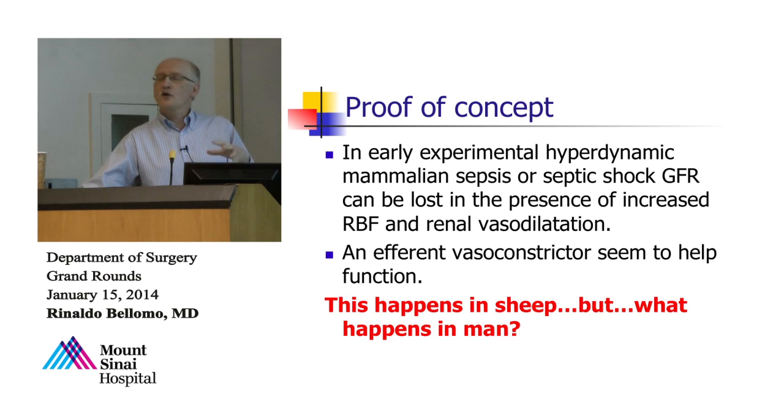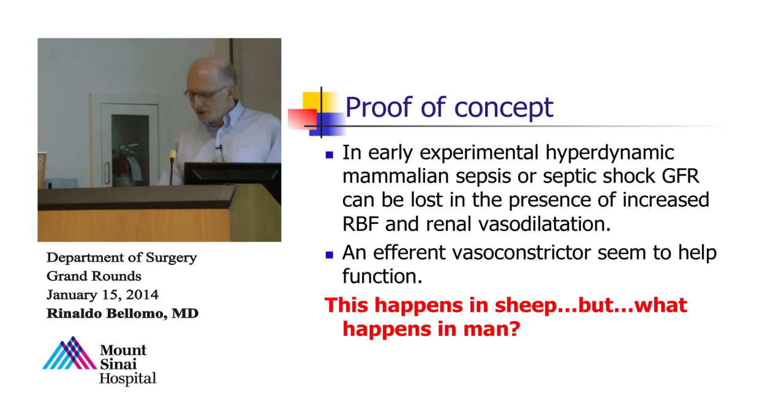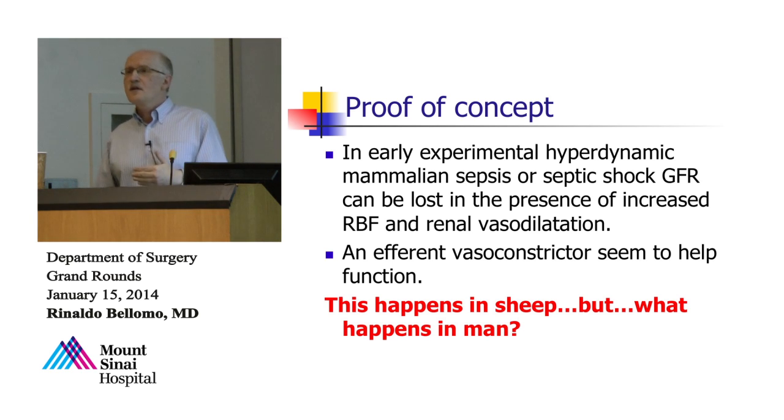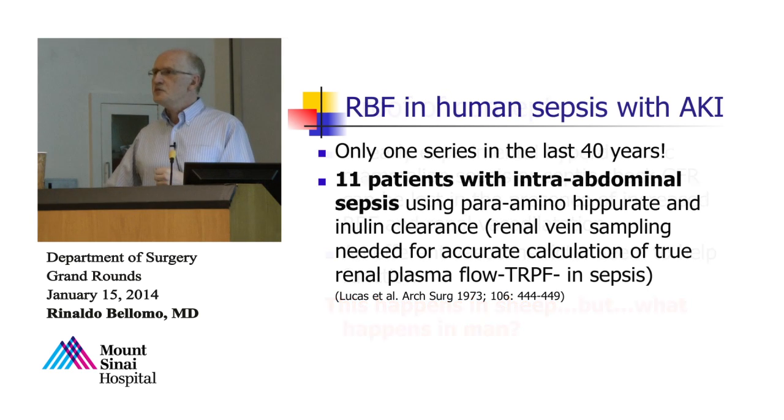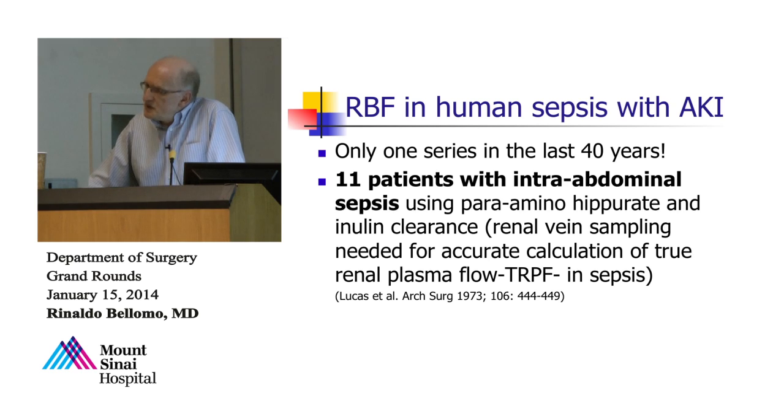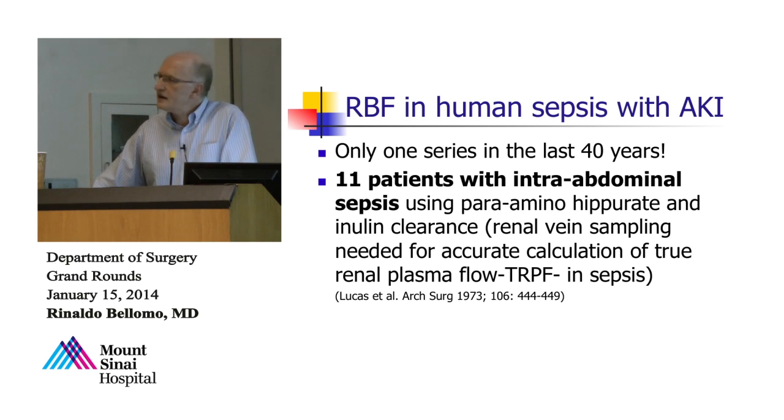But of course, all of you by now would be thinking, now that's nice, that's very interesting. We don't treat sheep. What's happening to human beings? And that's very, very difficult because, of course, as I said to you before, the measurement of renal blood flow in man is problematic. So what do we know about renal blood flow in septic man? So you start going back into the literature.